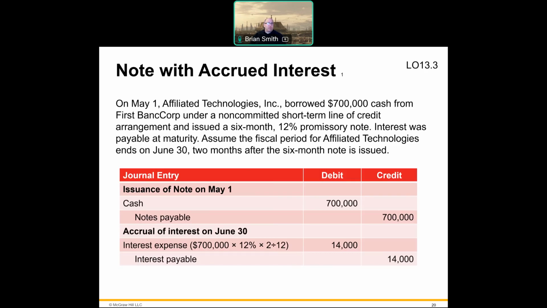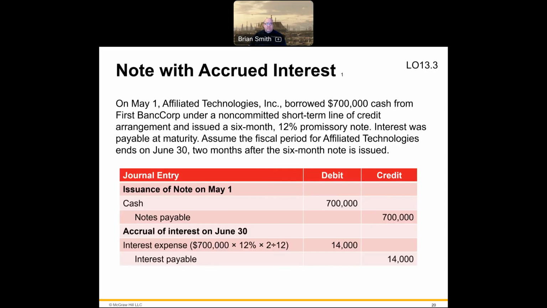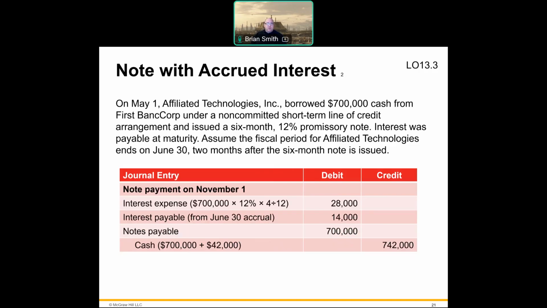This is a note with accrued interest. Why did we bounce back? Weird. Okay, whatever. So in this case, we're borrowing $700,000 from First Bank Corp under a non-committed short-term line of credit arrangement and issued a 6-month 12% promissory note. Interest payable at maturity. I mean, we've done this. I don't know why they do this to us right here. Maybe it's like a learning of the last couple of sections. And then note with accrued interest is what we do when we pay it off.